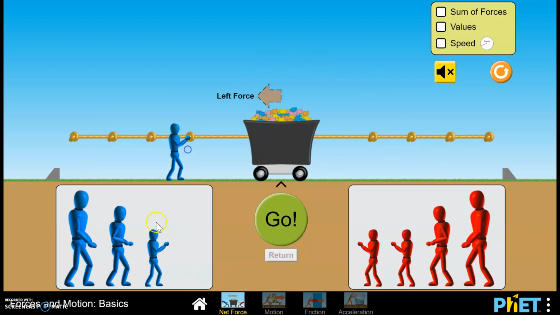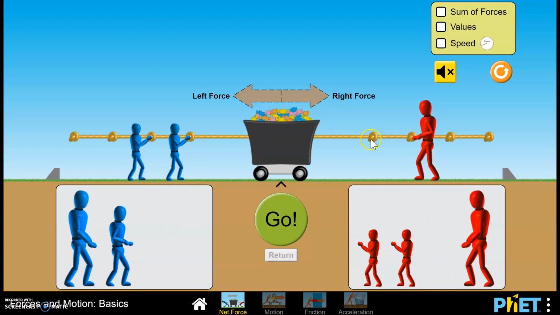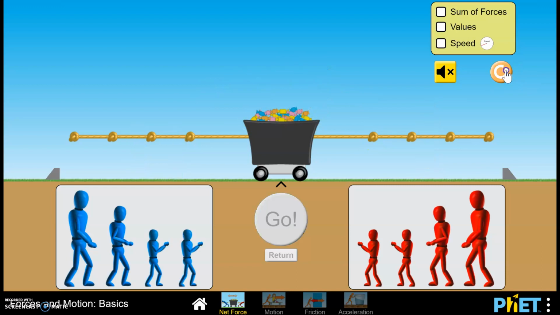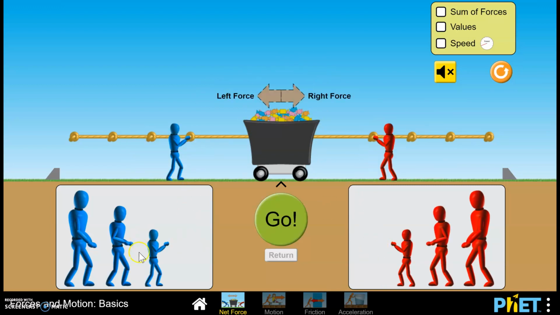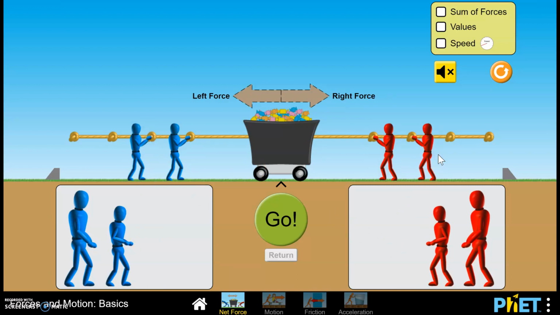You can also choose different numbers of people. You could choose two little guys and one of these medium guys and still get a balanced force. But for the sake of symmetry, just making things kind of look equal, we're just going to use the same number and size of guys on either side to get a balanced force. Now, once we have this balanced force on either side, we're going to click this go button and these guys are going to start pulling.